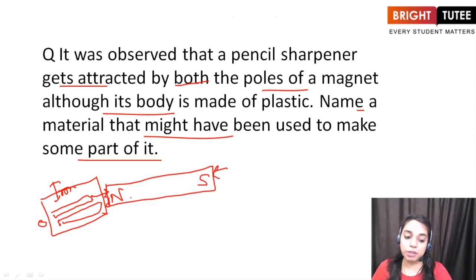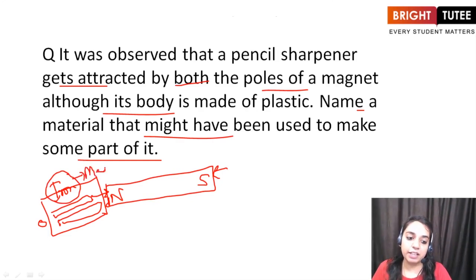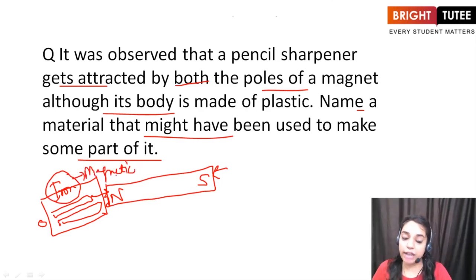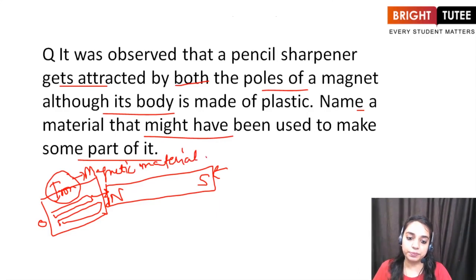So what could be the possible material over here? So children, the material could be iron or any other magnetic material. So because of which it was attracted towards both of the poles of the magnet. It was a magnetic material, and it could be iron.